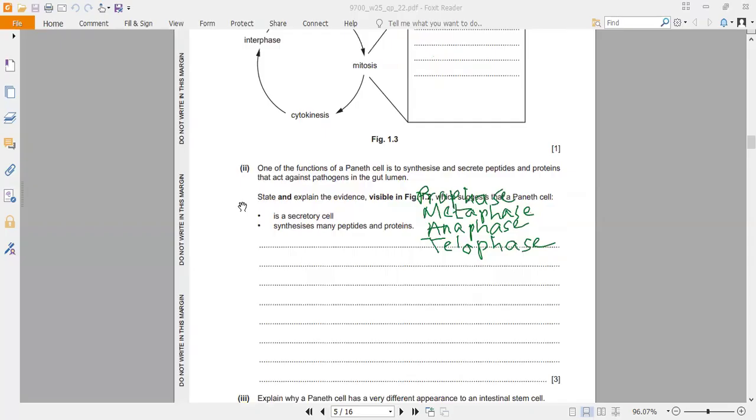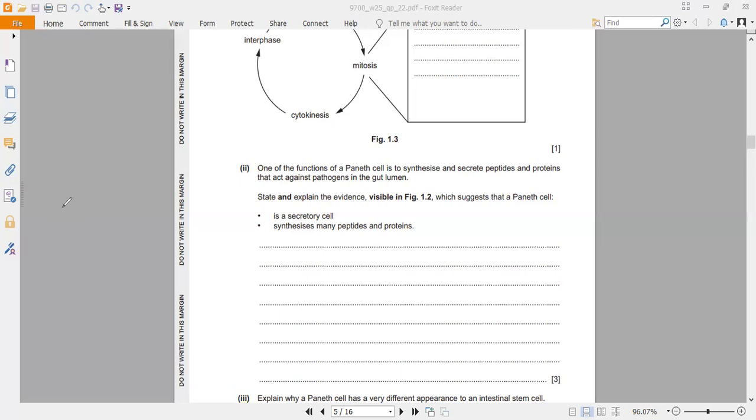Now the part 2. One of the functions of the Paneth cells is to synthesize and secrete peptides and proteins that act against pathogens in the gut lumen. State and explain the evidence visible in figure 1.2, which suggests that a Paneth cell is a secretory cell. Paneth cells synthesize many peptides and proteins. So first of all, we have to state and then we have to explain the evidence.